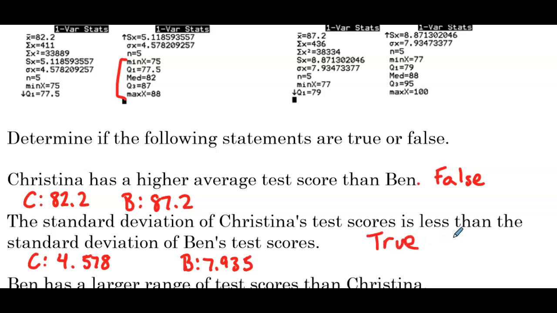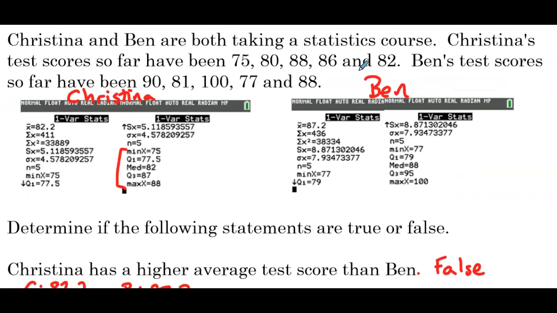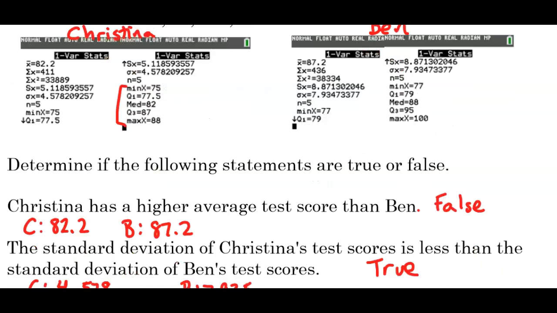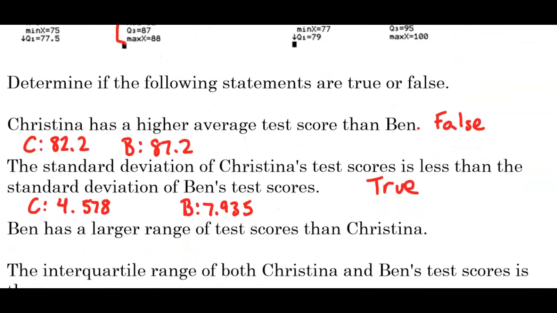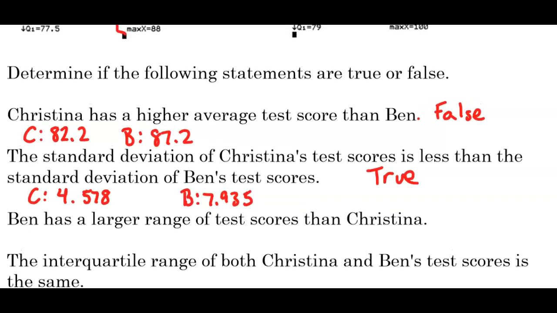Now again, what does that mean? That means the spread, how spread out Christina's test scores are, is lower than how spread out Ben's test scores are. And we can kind of get that just by looking at the actual scores. Right? Christina's are much closer together than Ben's are. So her standard deviation, her measure of spread then, should be smaller.